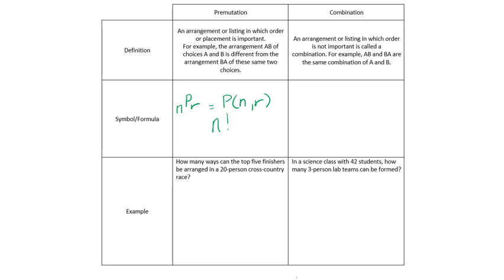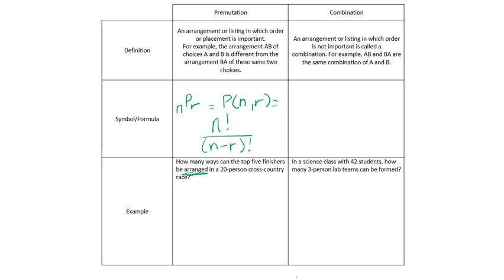It's n factorial over n minus r factorial. So let me show you how you would use this formula. Let's say I want to know how many ways the top 5 finishers can be arranged in a 20-person cross-country race. I know this is a permutation. Here's a keyword for permutation: arranged, and the top 5 finishers. So order is important when we're talking about how people finish a race.